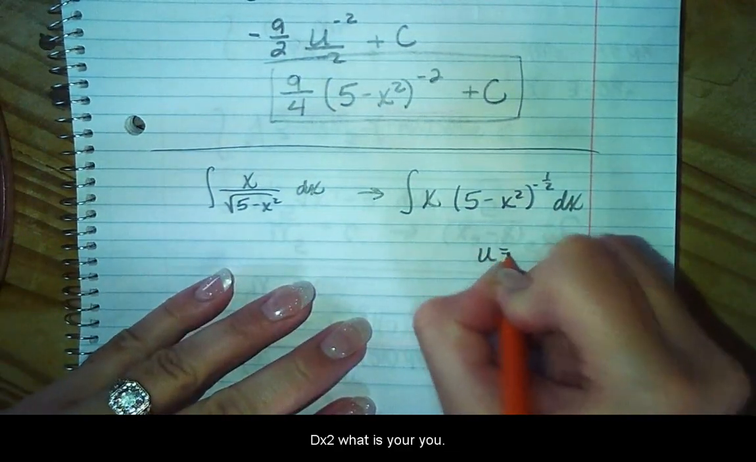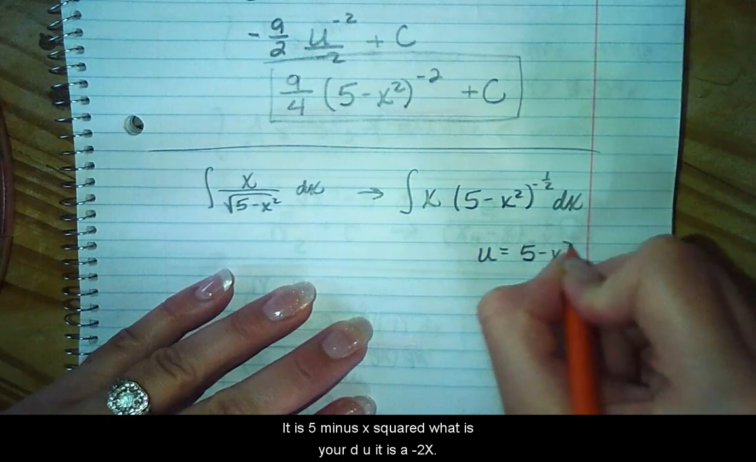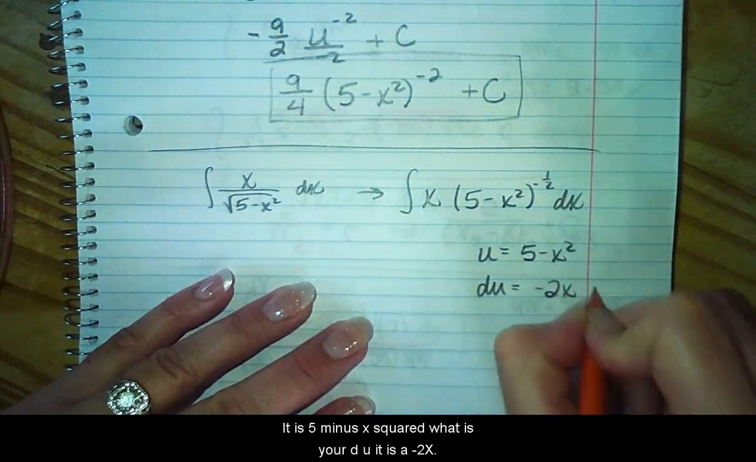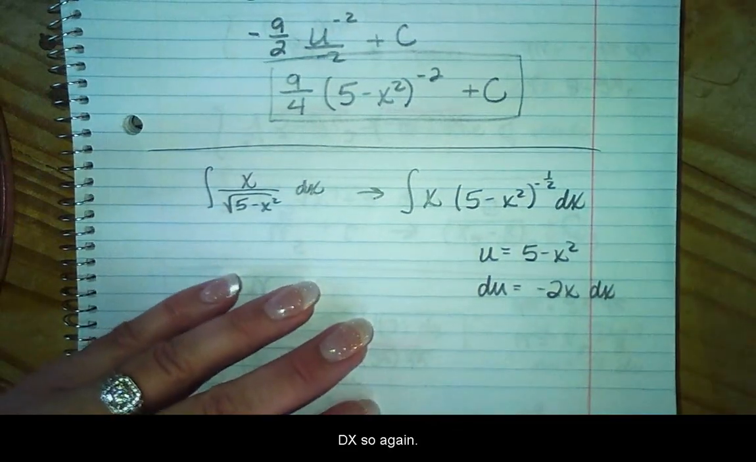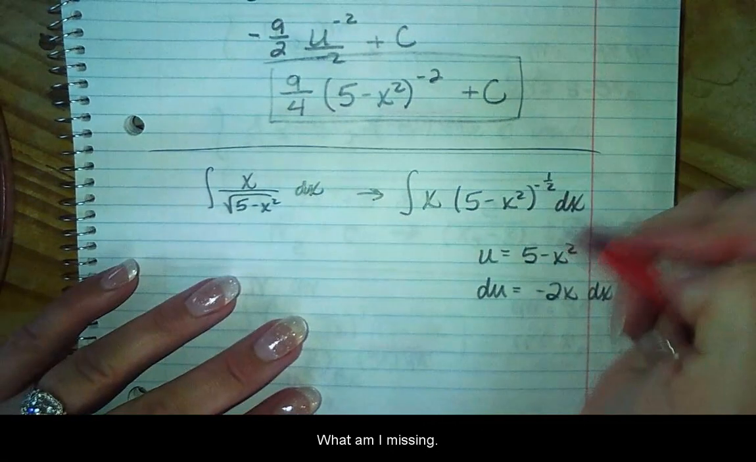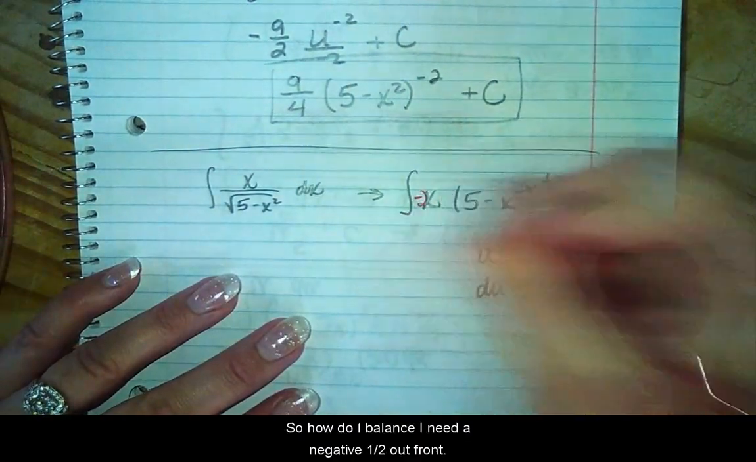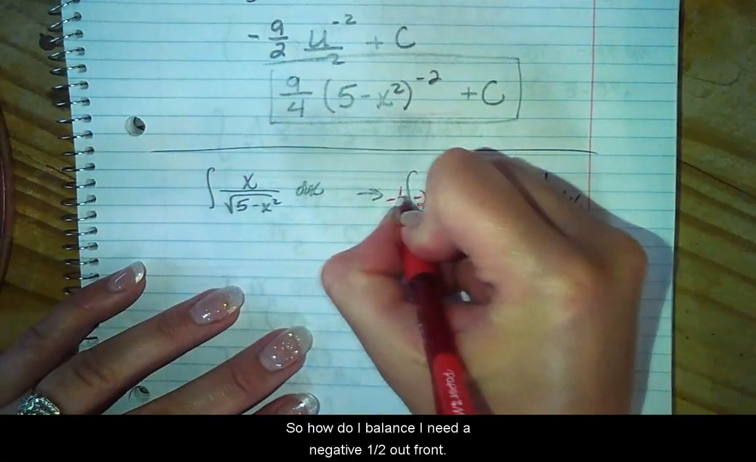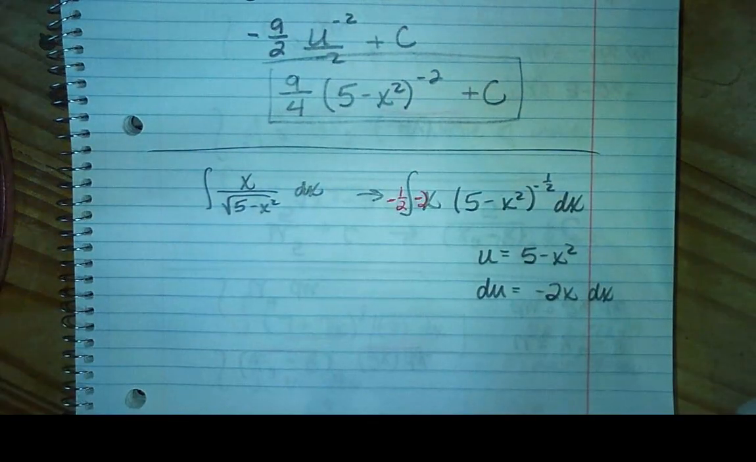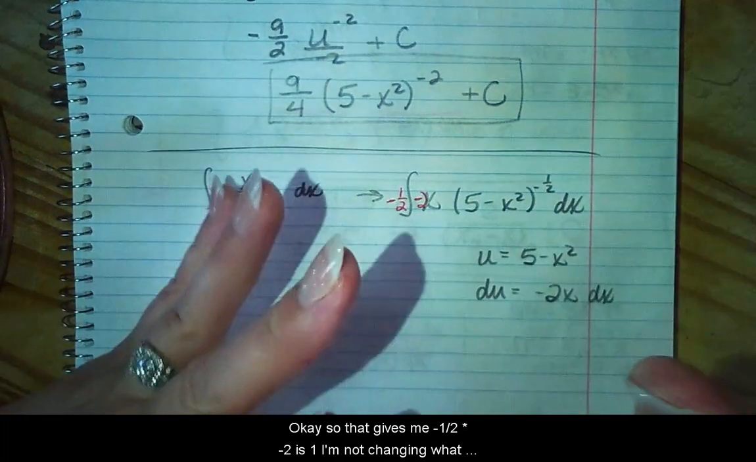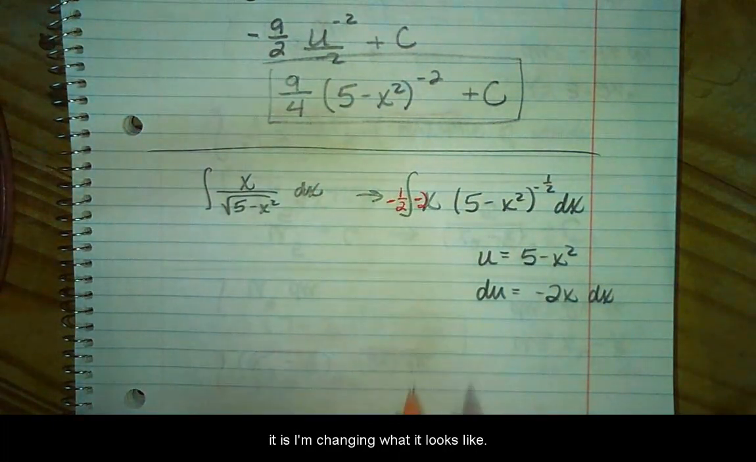So what is your u? It is 5 minus x squared. What is your du? It is a negative 2x dx. So again, what am I missing? I need a negative 2 here. So how do I balance? I need a negative 1/2 out front. Okay, so that gives me negative 1/2 times negative 2 is 1. I'm not changing what it is. I'm changing what it looks like.